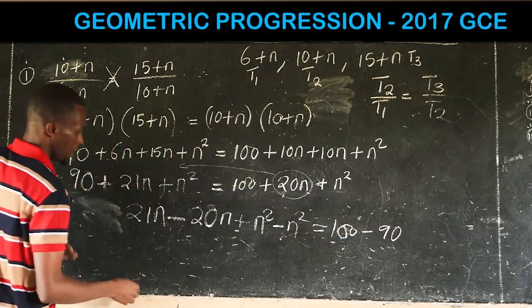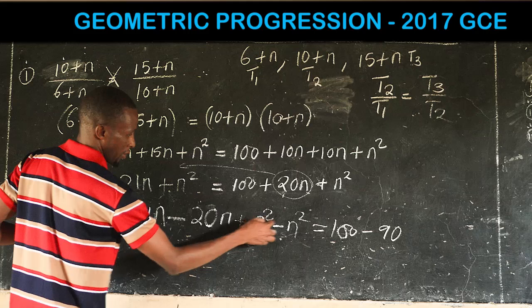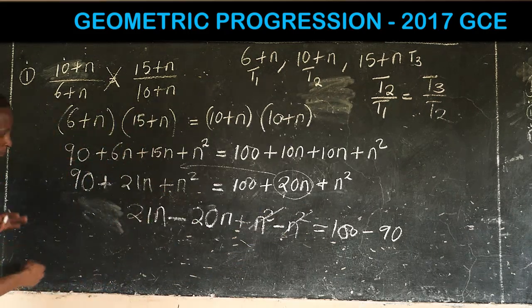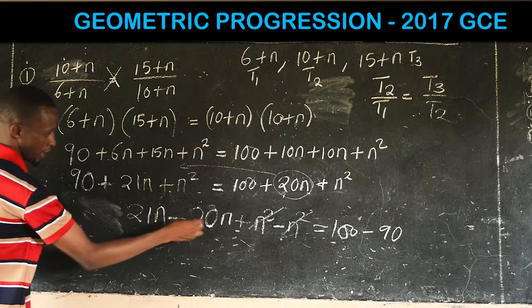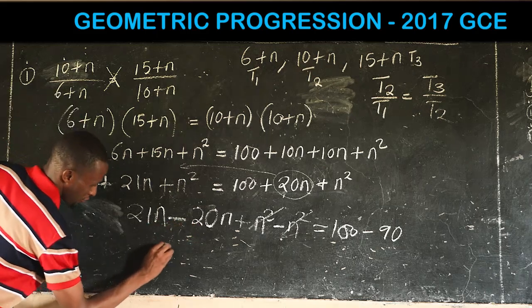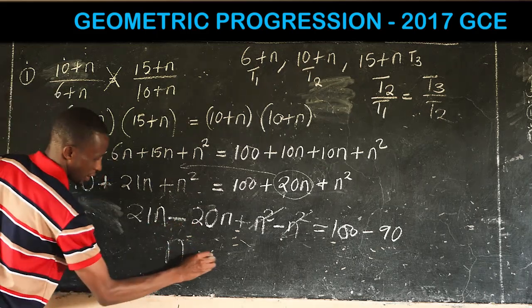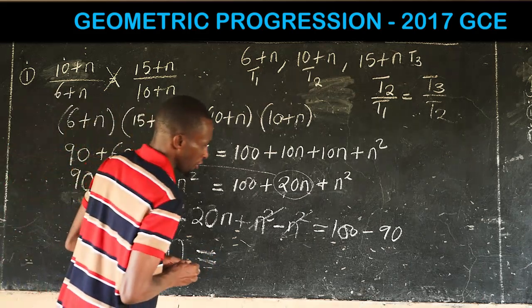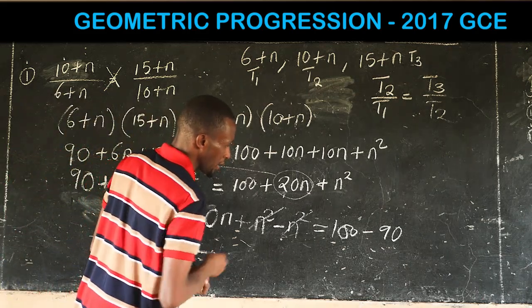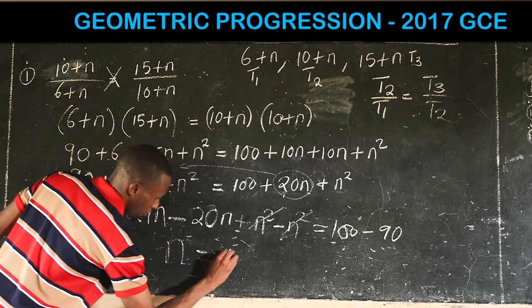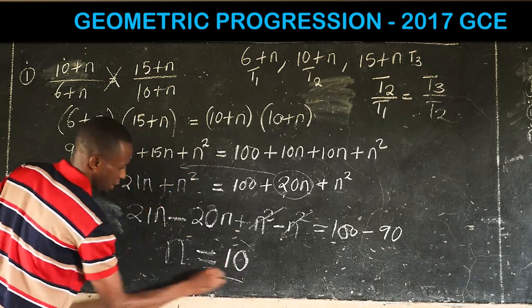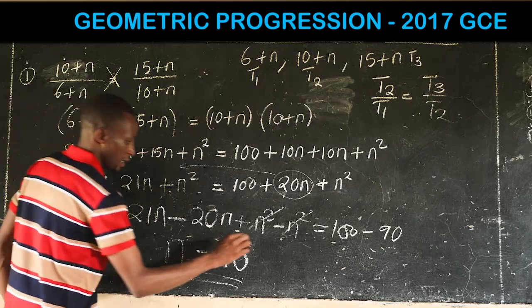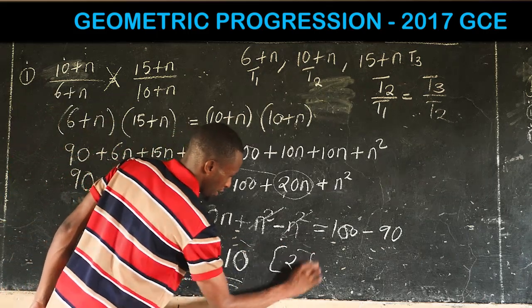Okay. So from here, we can even cancel these two. They will give us a 0. So n squared minus n squared, that's a 0 there. Then 21n minus 20n, we have n, which is equal to 100 minus 90 here. We are going to have our value for n as 10. Okay, so whatever we have done here, this is carrying 2 marks.